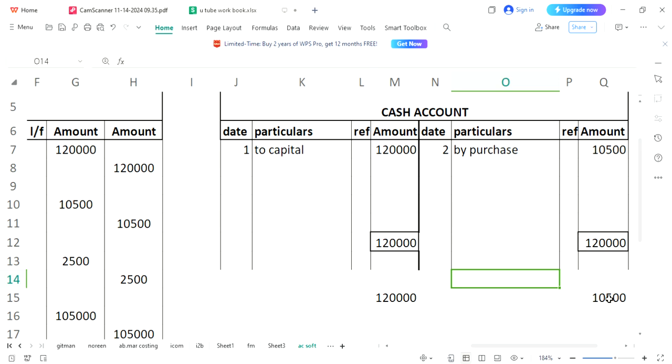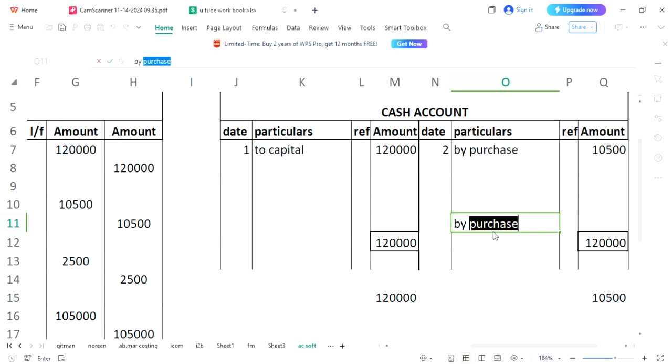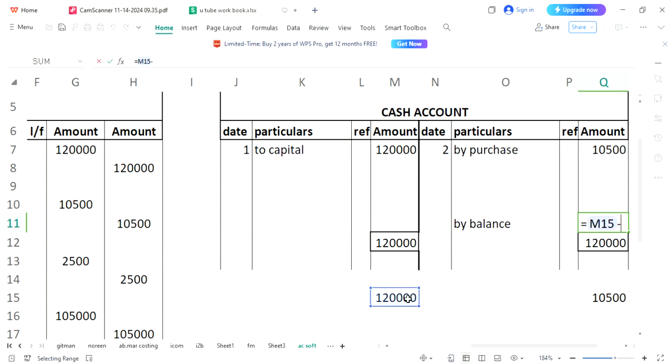After this, the next step is to choose the smaller side. The total of this side is only 10,500. It means it is the smaller side, and here you will write "by balance". And how will you calculate the balance? You will subtract the smaller sum from the larger sum. The larger sum was 120,000, and you will subtract the smaller sum, which is 10,500. So we have got the balance.